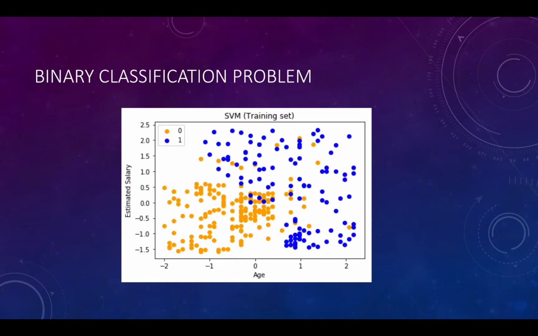Now we can draw this data in this diagram. We want to have a classification boundary to classify them, and then in the future, if we have new data points, we know a customer's age and salary, then we can predict if they will buy our products.